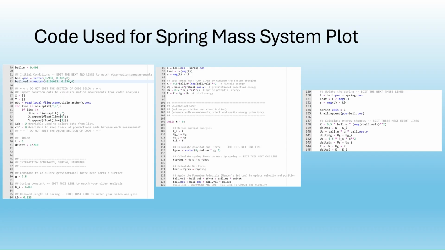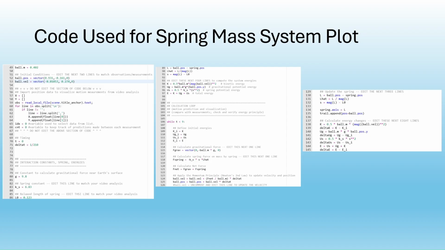Looking in the middle, you see L, which is the length of the spring, which is the position of the ball minus the attachment point, which is spring.pos, and then L hat, where we take the vector L and divide it by the magnitude of L to get the unit vector. Then we have the current length, S, which is the magnitude of L minus L naught. Below that, you can see my equations for kinetic energy, gravitational potential energy, spring potential energy, and the total energy, which is the kinetic plus the spring potential plus the gravitational potential energy.